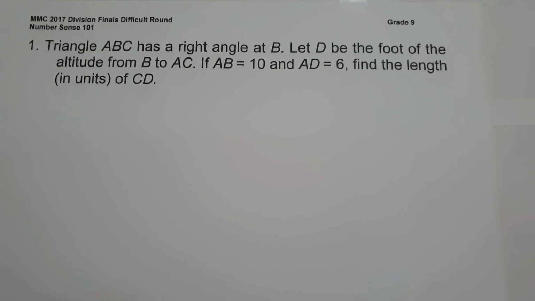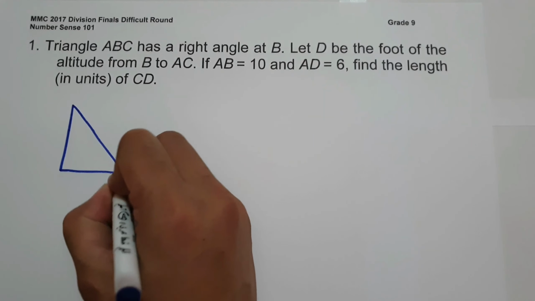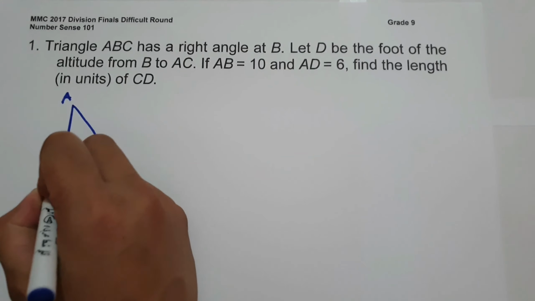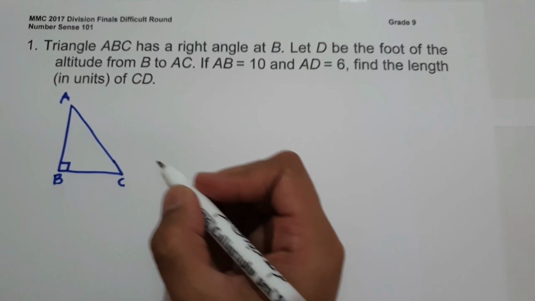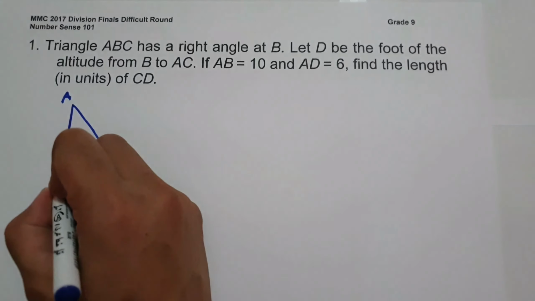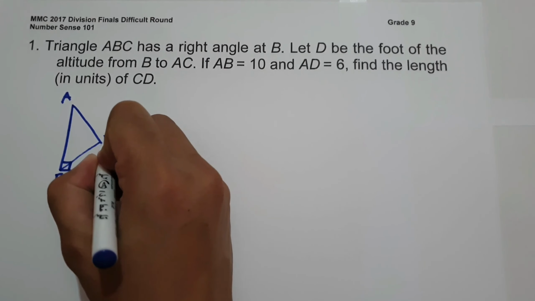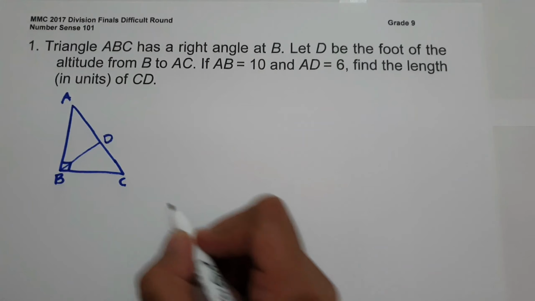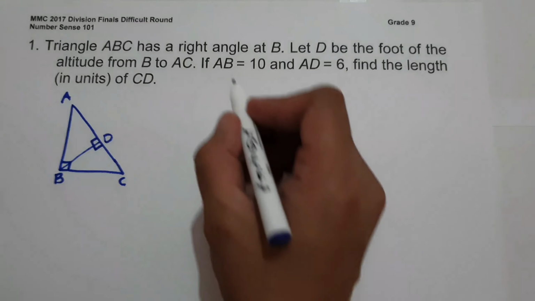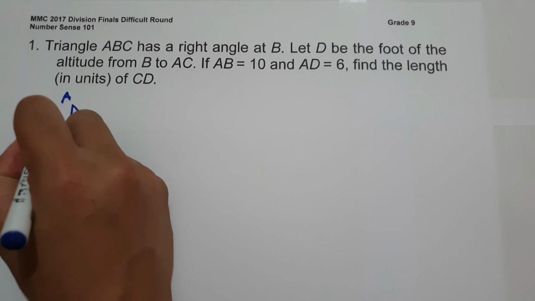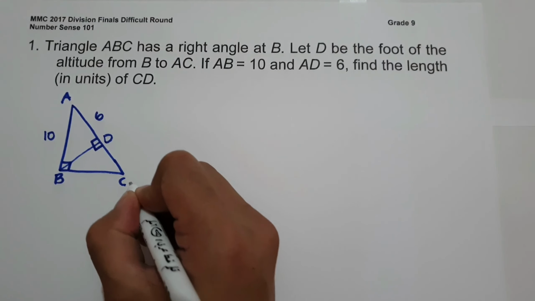If we are going to illustrate the given triangle, let us have a triangle A, B, C, and angle B is a right angle. Then, let D be the foot of the altitude from B to AC. So this is D, and we are going to form another right angle, that is angle D. The measure of AB is 10, AD is 6, and we are going to represent CD as x.